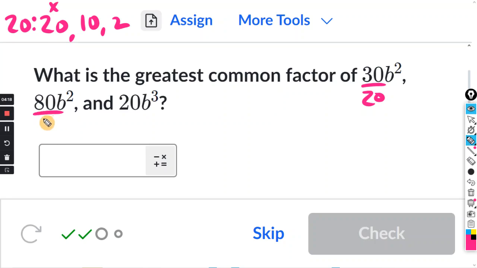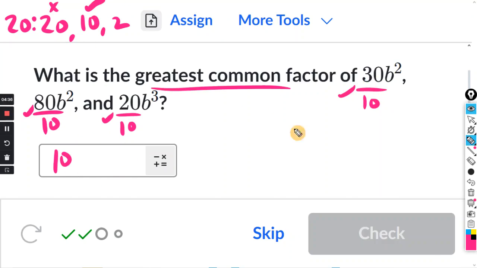If we divide by 10, yep, that's an 8. If we divide by 10, yep, that's a 2. And if we divide by 10 right here, that works. All of them can divide by 10 with no remainder. So 10 is the greatest common factor.